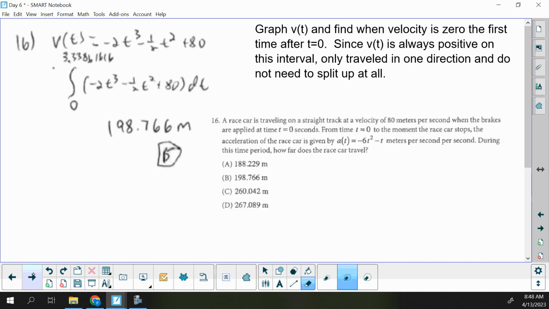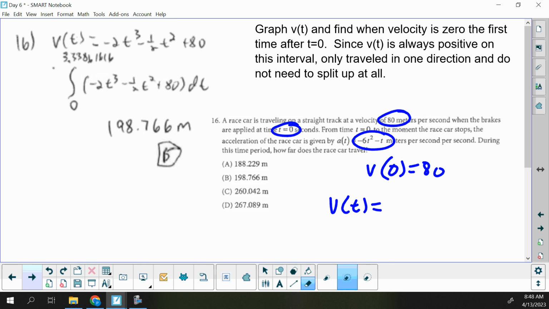All right, moving over to free response. Oops, nope, I guess there's one more, 16. So in 16, we've got an acceleration. We're braking at time t equals 0, and our velocity was 80. So in other words, we know that v of 0 is equal to 80. So you can take your acceleration function, and v of t would be the antiderivative of that. So it'd be negative 2t cubed minus 1/2 t squared plus c. But then using this point to resolve the c, that's where we're getting this velocity equation.